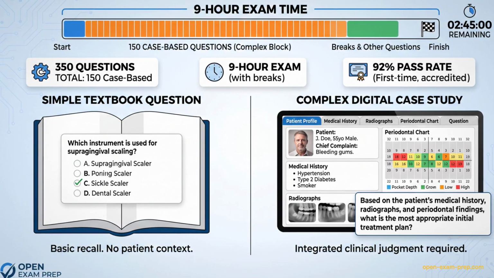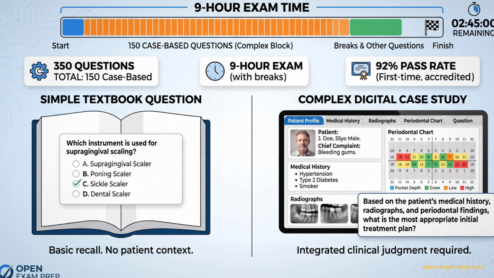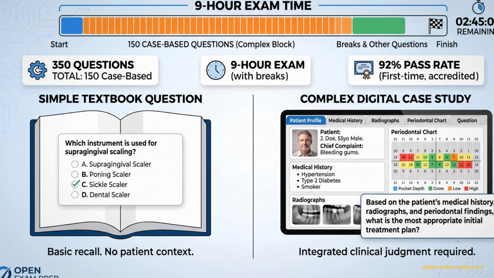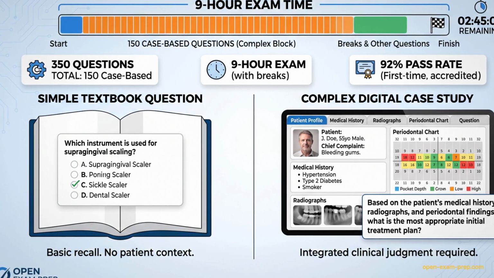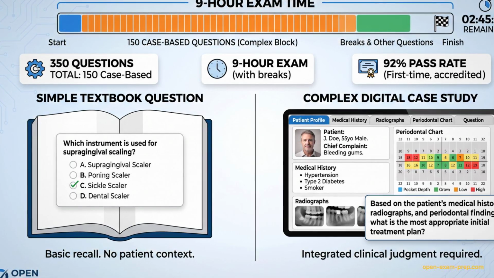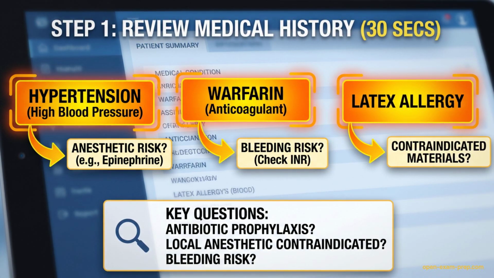You're given a full patient workup, charts, radiographs, medical history, and must make critical clinical judgments. This is where many strong candidates get tripped up. But with the right framework, you can turn this challenge into your strength and join the 92% of first-time candidates who pass. Your first step in any case is a rapid 30-second review of the medical history.